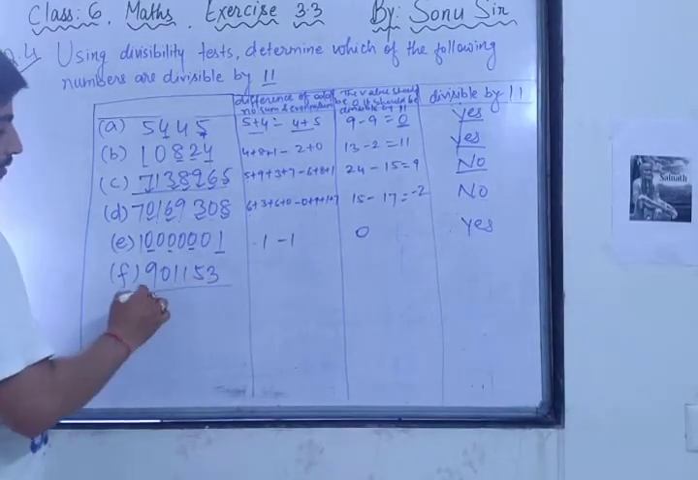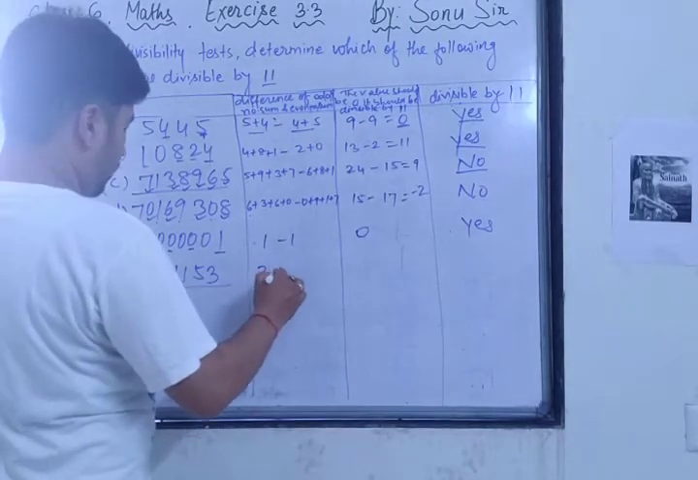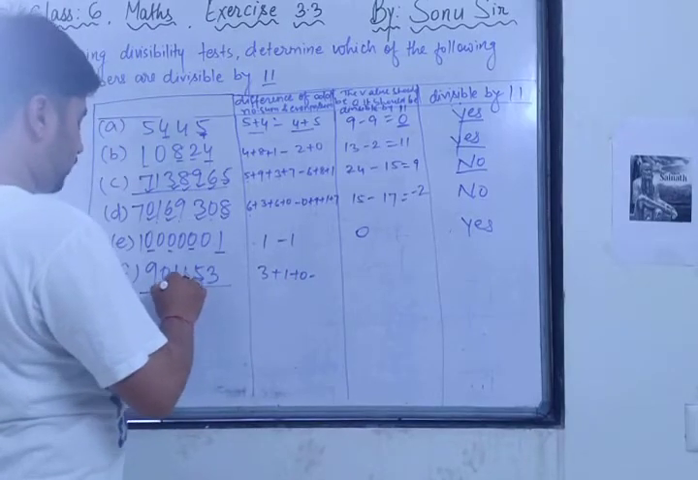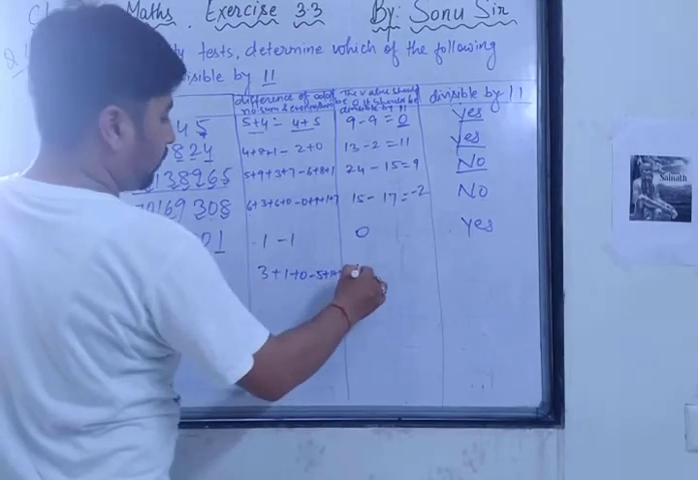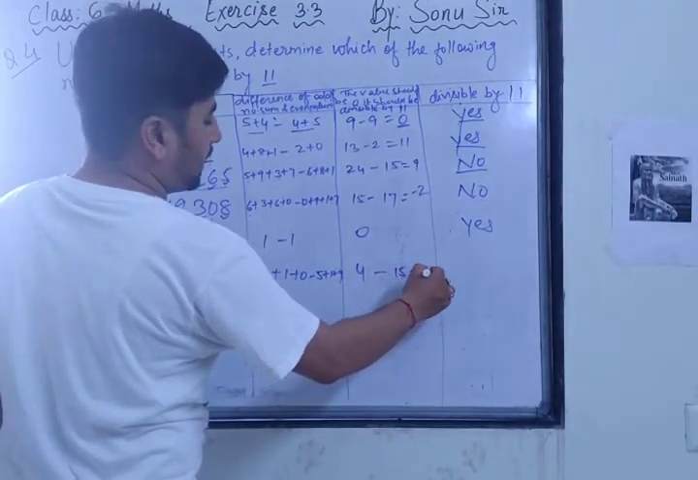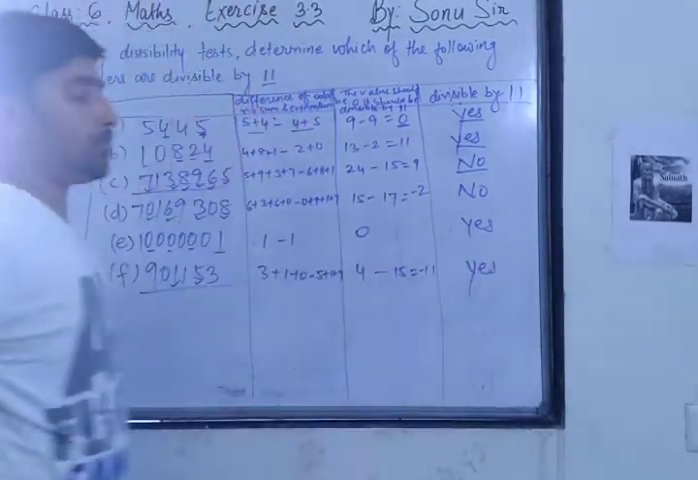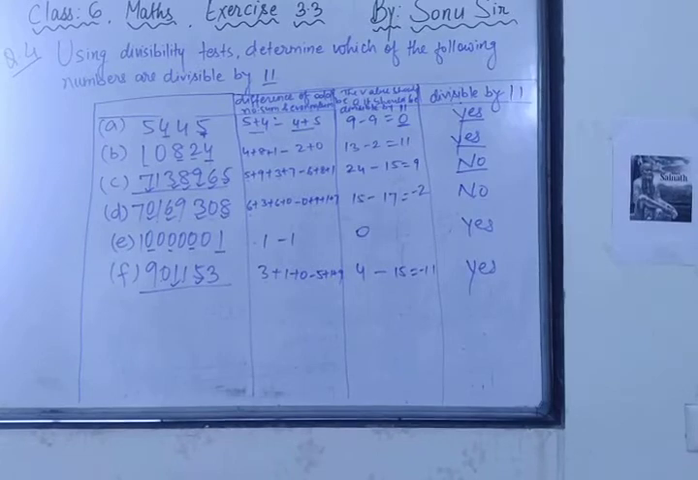What about this number? 3 plus 1 plus 0 minus 5 plus 1 plus 9. 3 plus 1 is 4, minus 15 gives minus 11. Yes, it is divisible by 11. So this number will be divisible by 11. So as you have seen, you can easily check these numbers and write whether a number is divisible by 11 or not.